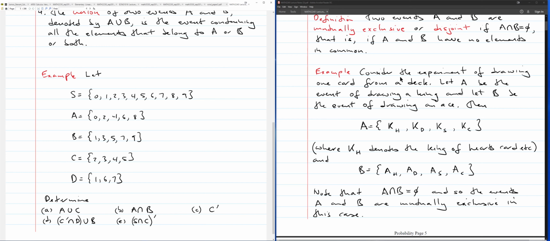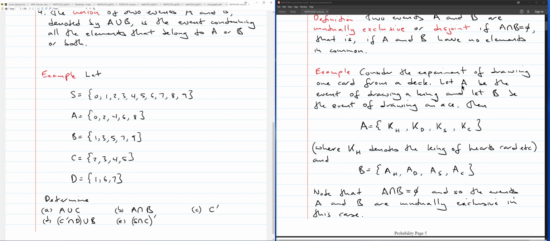We have an experiment where we draw one card from a standard deck. So remember, your standard deck is 52 cards, 13 cards in each suit, and you have 4 suits.